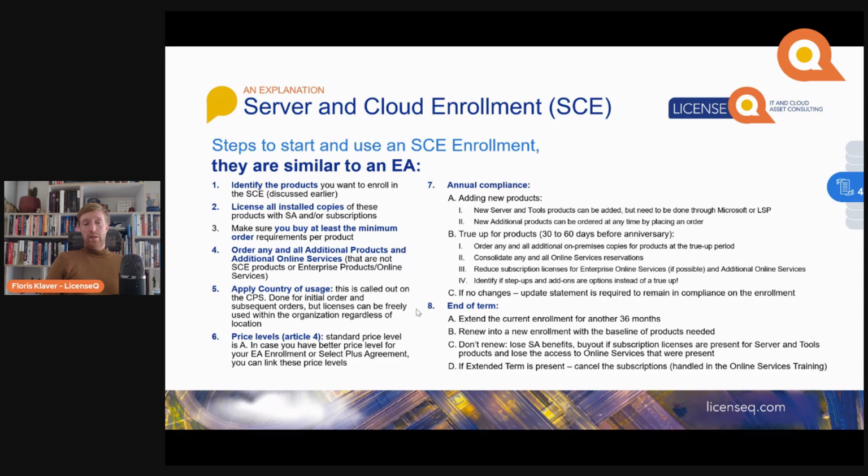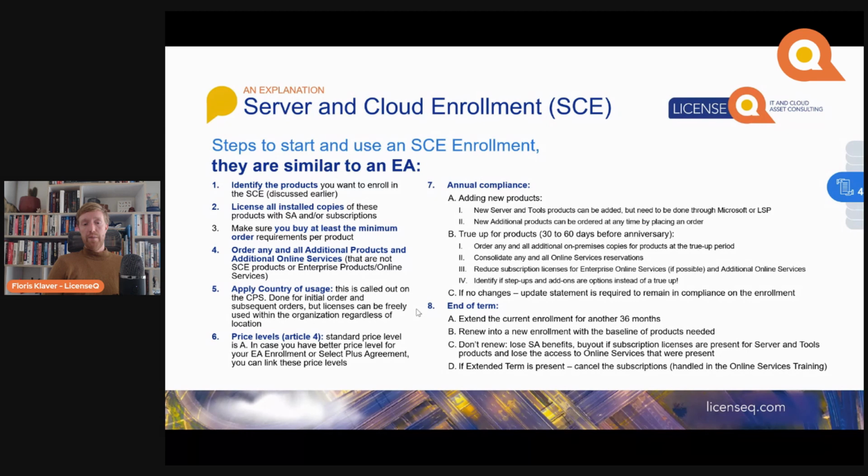If you want to put SQL into an SCE, you identify all installed copies that you have with or without SA, and you acquire software assurance for all licenses. You need to make sure that you buy at least the minimum order requirements per product. So for instance, for SQL, you have a certain amount of cores that you need to procure as a minimal amount to qualify for buying an SCE. I think it's around 50 cores or something that you need to buy.